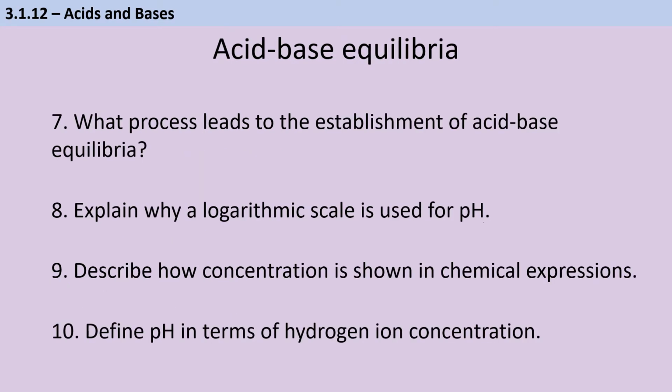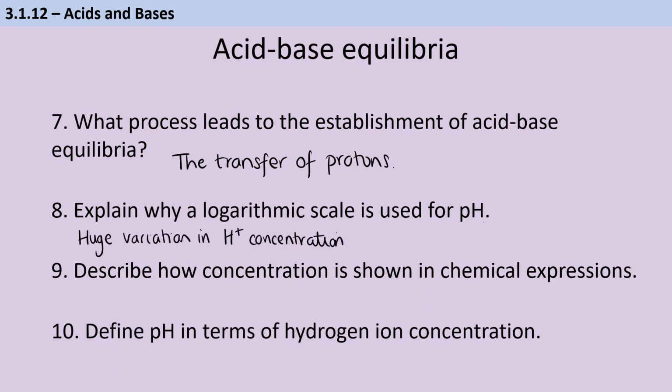Acid-base equilibria are established as protons are transferred between different chemical species. We use a logarithmic scale for pH due to the huge variation in concentration of hydrogen ions. So obviously for the pH scale to function, it's entirely normal for there to be variation in concentration of a factor of 10 to the power of 14. And so by using this logarithmic scale, we can avoid having to use standard form or just ridiculously tiny numbers.